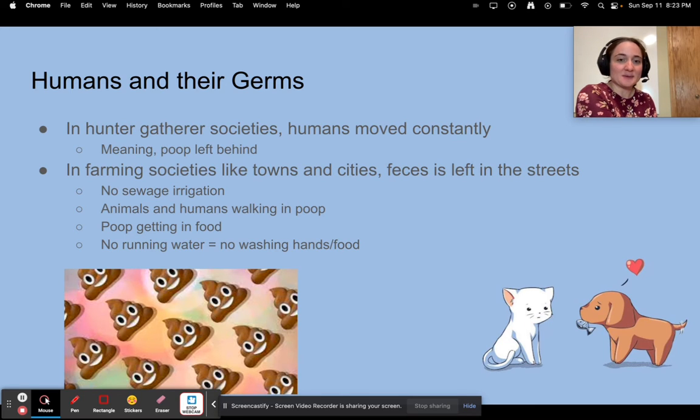Also, animals and humans are walking in the poop as they're going to and from their house. Poop is getting in the food. That's terrible. And you're like, oh, well, you could just wash it off. No, you can't, because there's no running water. Sad.